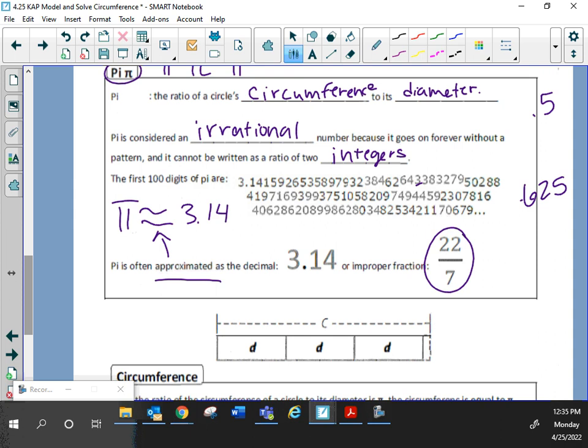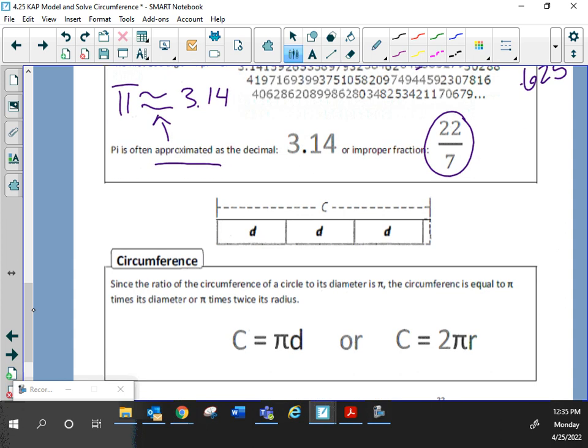Okay? It doesn't mean equal. It's not the straight equal sign. When it's curvy like that, it's about, approximately. Y'all good with that? Okay. So we're going to move on to calculating circumference.